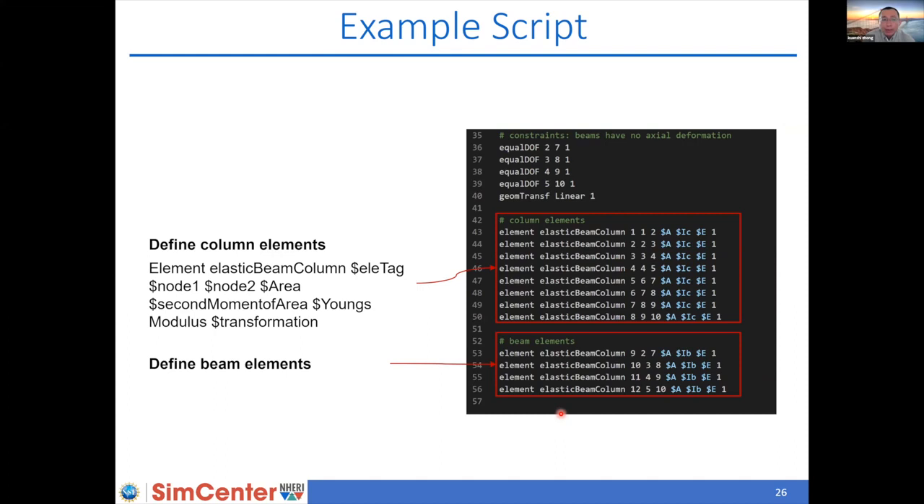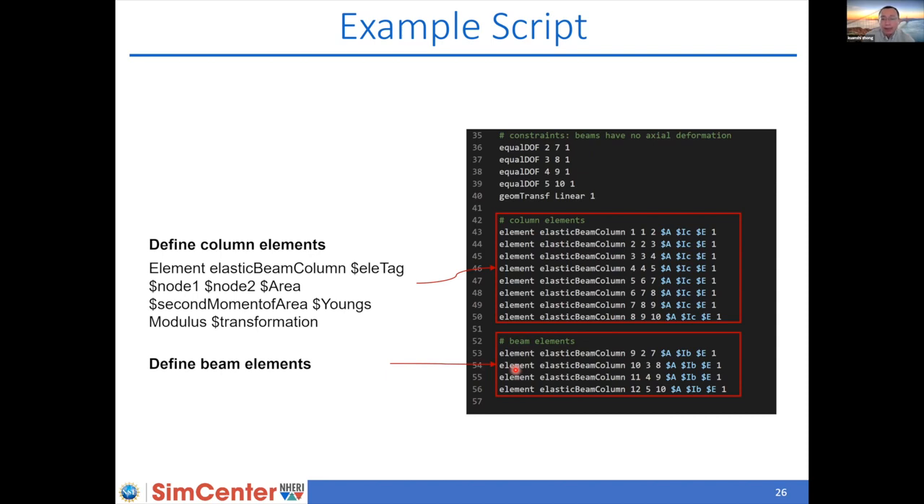The command basically starts with element and then defines the elastic beam column elements, followed by the element tag here, the first element connecting the first node and second node. This will be the first story column, and the second element connecting nodes 2 and 3, which would be the second story left column, and then moving up to the fourth story, and then for the other column line in the model, the elements from 5 to 8. And similarly, following the same element command, we define the beam elements.